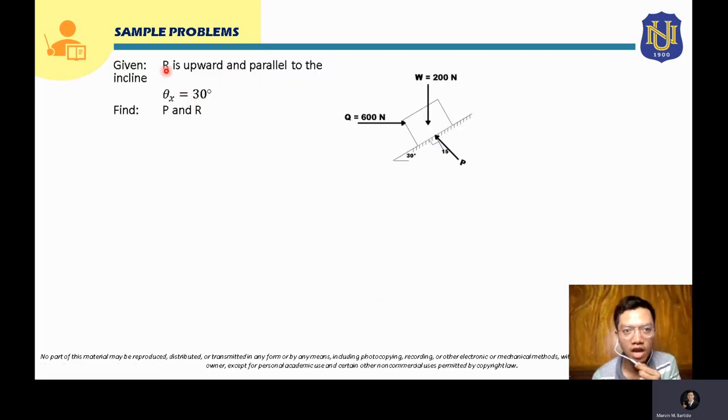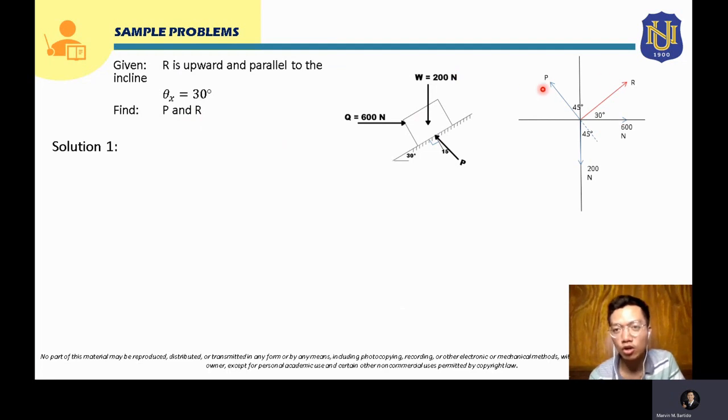So for our given, we have here the resultant, which is parallel to the incline and upward. Meaning to say our resultant is 30 degrees from the horizontal, and upward, up to the incline or parallel to the incline. So our theta x therefore will be 30 degrees, and we are solving for the force P, the unknown force P, and the resultant R.